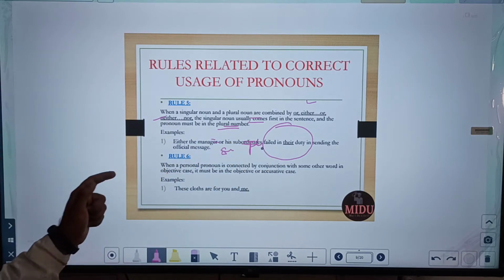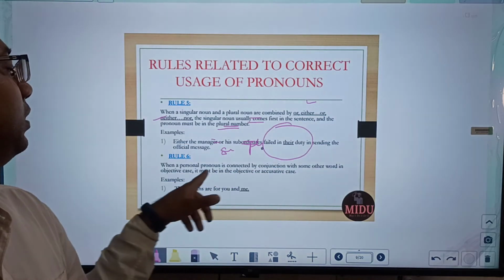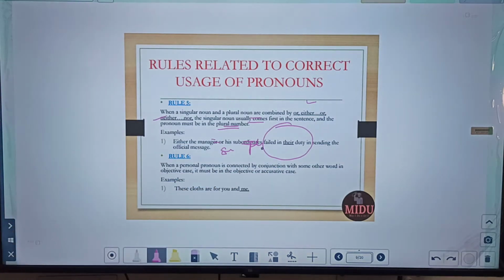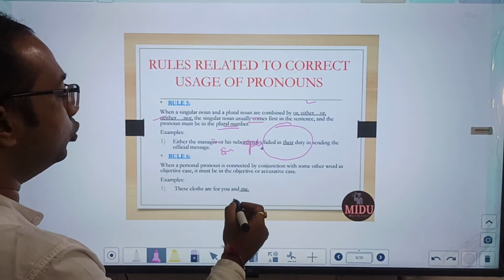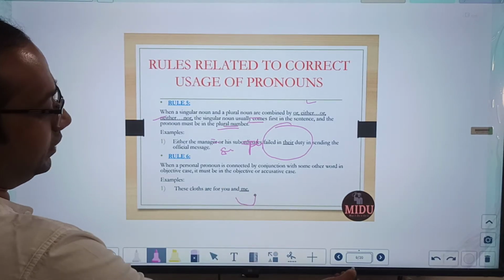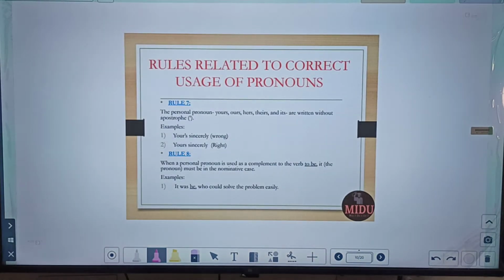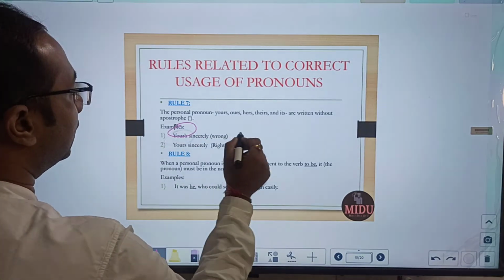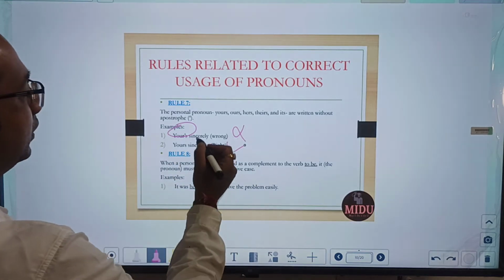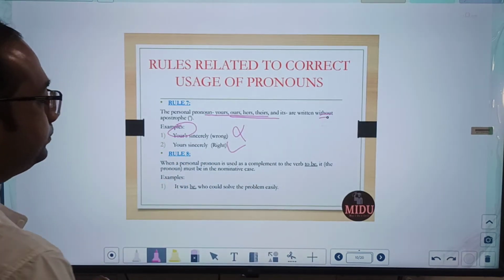Important rule. Next, when a personal pronoun is connected by a conjunction with some other word in objective case, it must be in objective or accusative case. These clothes are for you and me, not myself. The personal pronouns yours, ours, hers, theirs and its are written without an apostrophe. So it will never be "your's sincerely." Wrong. It will be "yours sincerely." Personal pronouns are always without apostrophe.